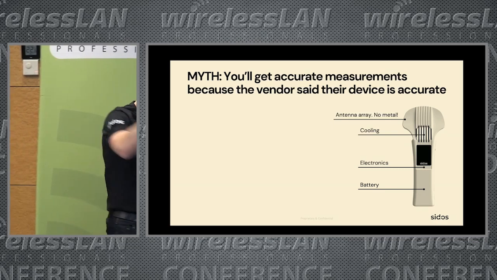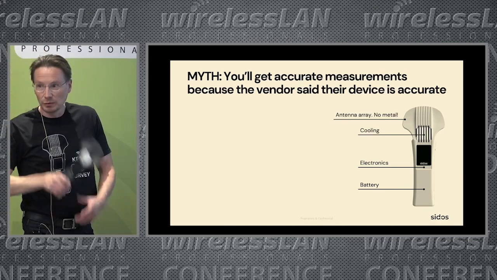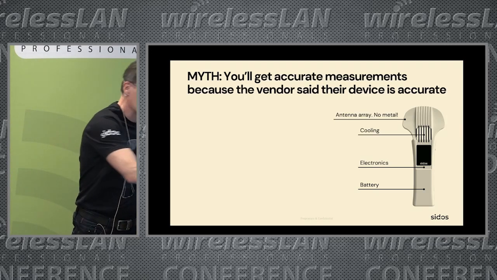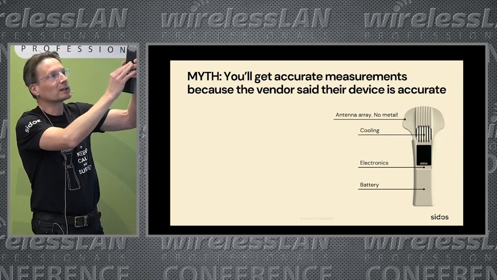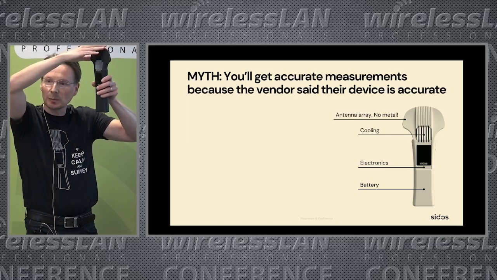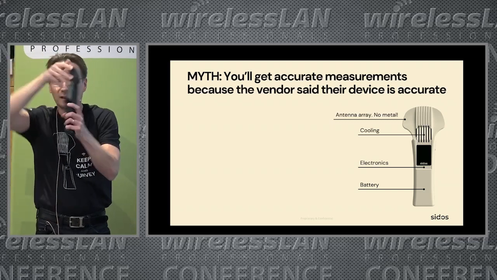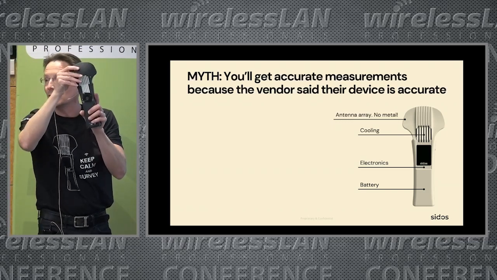When we were designing this device, which we call the Wave, our survey device, we kind of knew this. So we placed the battery, the electronics and the cooling elements down here, and the antennas up here. And there's no metal up here, not even screws. You can see the screws in back, but not up here.